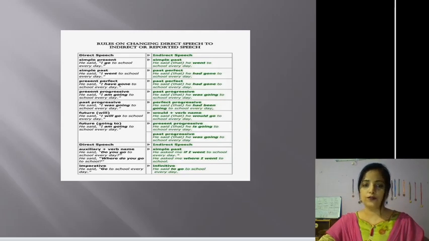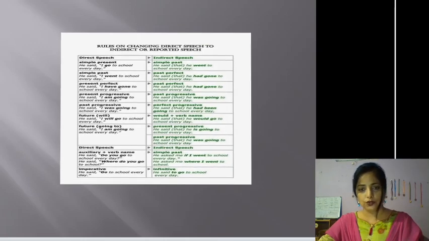We all know that there are four types of verb forms in English. If you take a verb like give, V1 is give, V2 is gave, V3 is given, and V4 is giving. Let's take a verb called steal: V1 steal, V2 stole, V3 stolen, and V4 stealing. So in reported speech, if the sentence is in present tense, we use past tense. If the sentence is in past tense, we use past perfect tense. Just remember this.